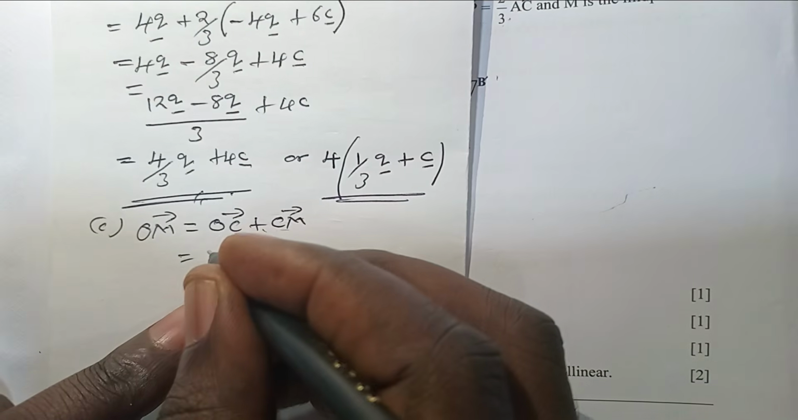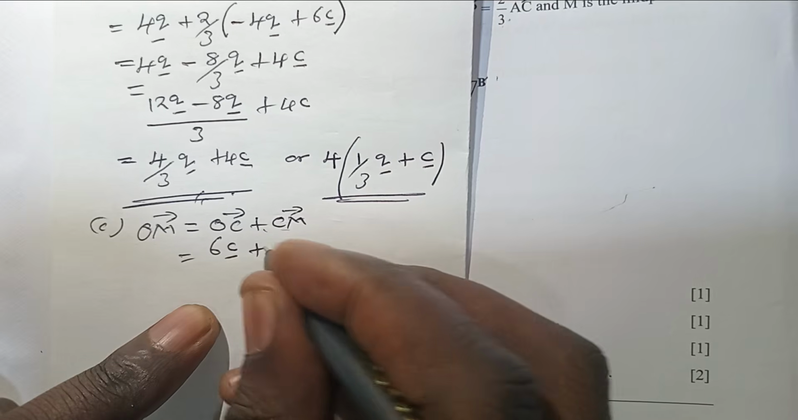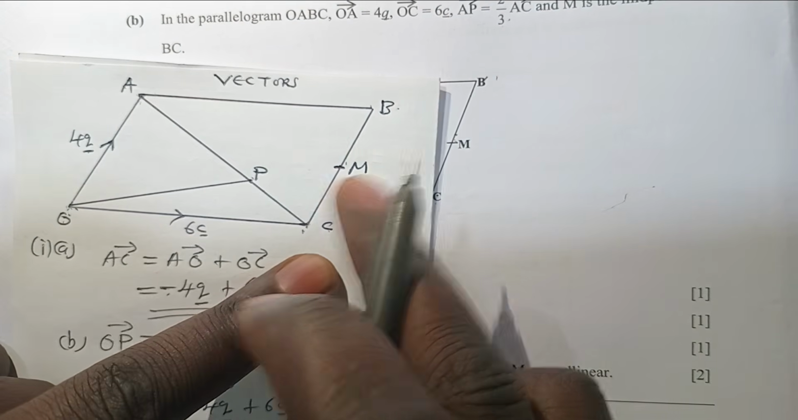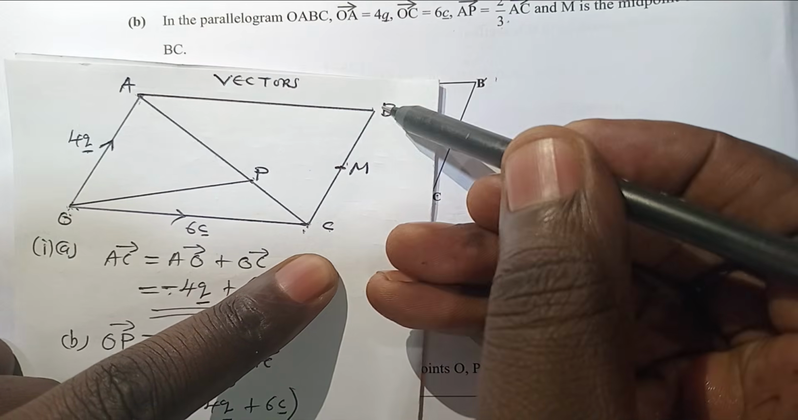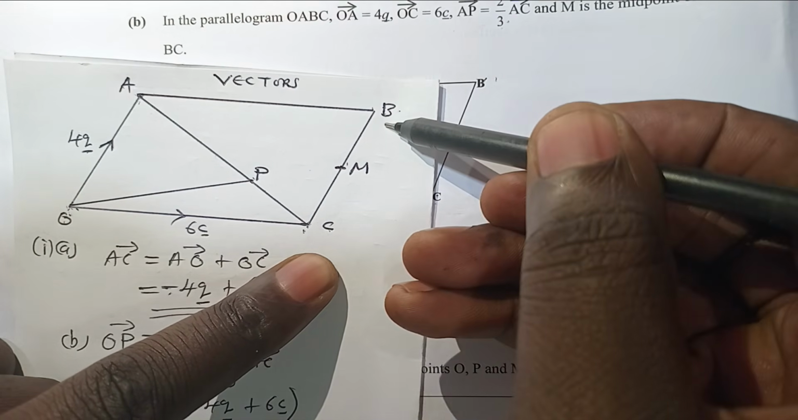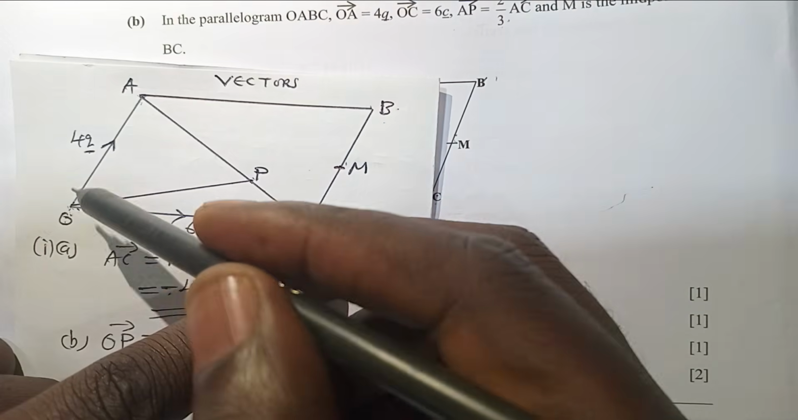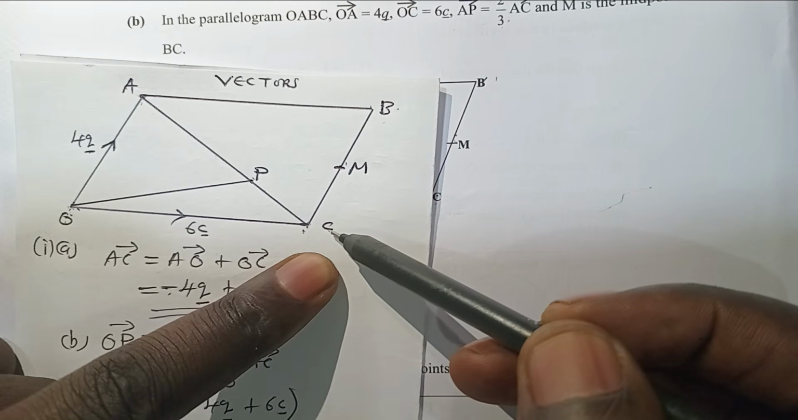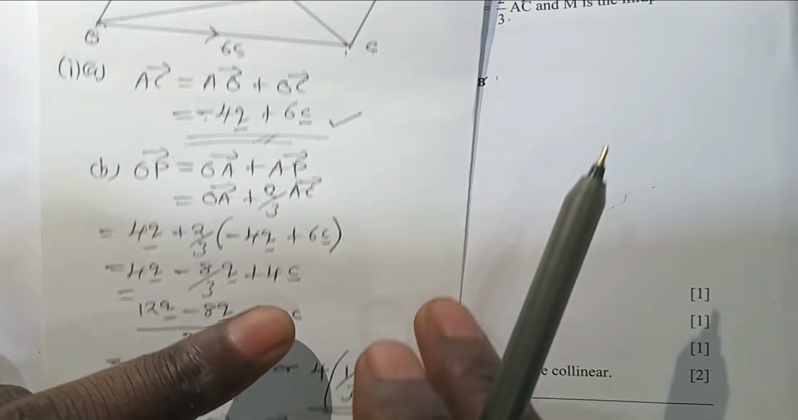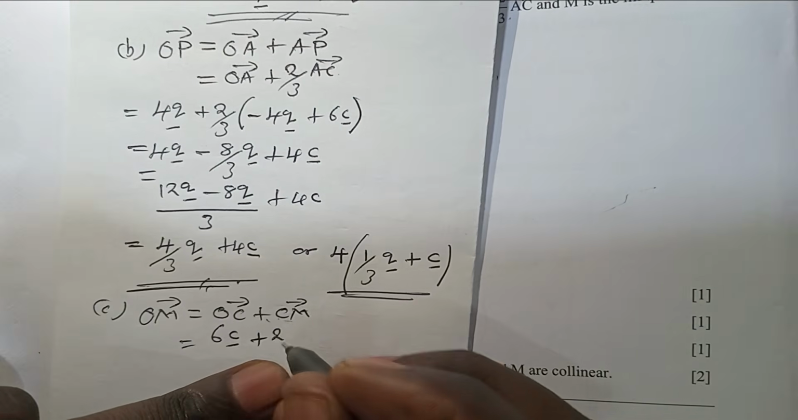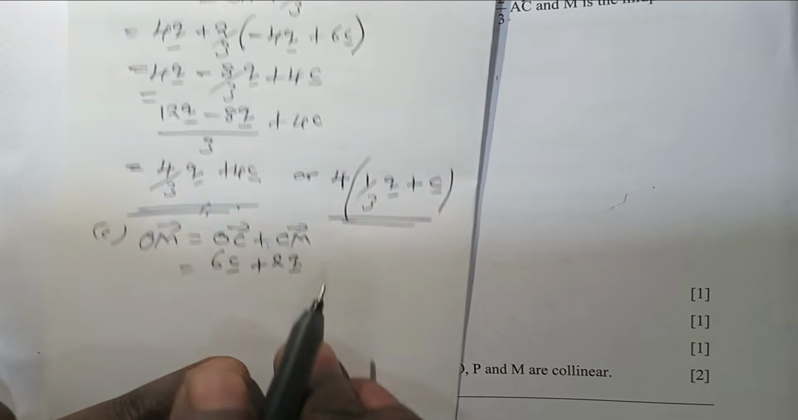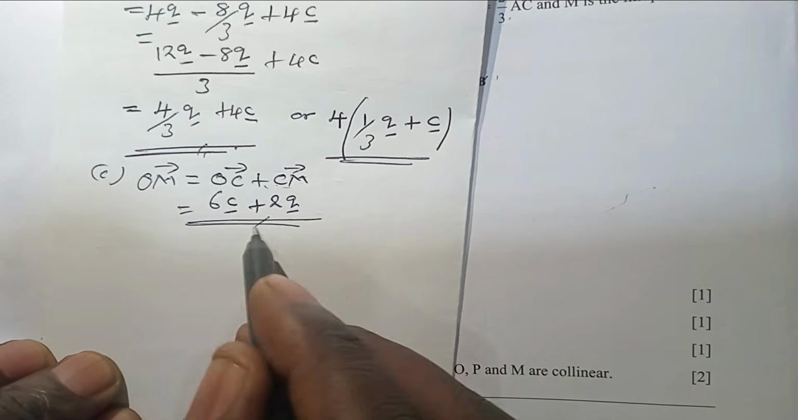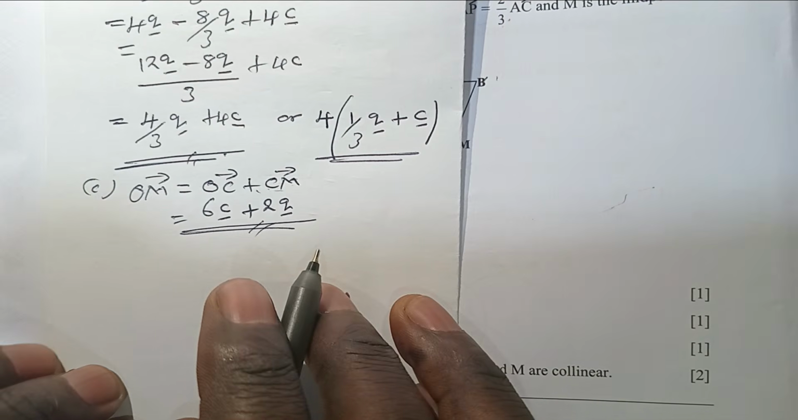6C. So we get 6C underbar plus CM. This CM we are saying is half of CB, and this vector has the same magnitude as what we have on the other side. So it is 4Q. Half of 4Q is what we are going to have for CM. Half of 4Q is going to be 2Q underbar. So this is going to be the solution to part C of the question.